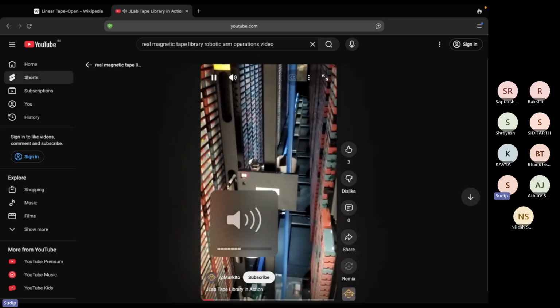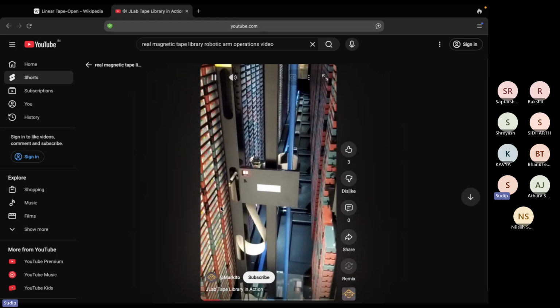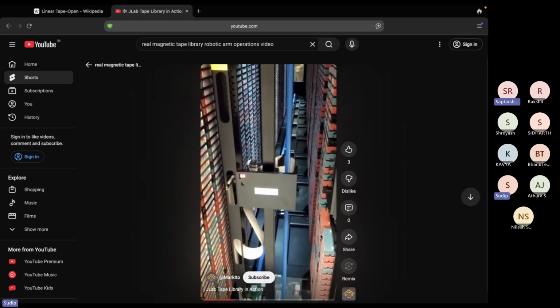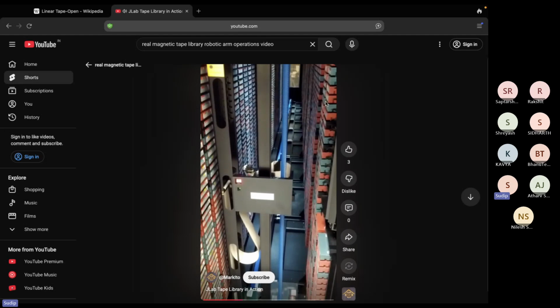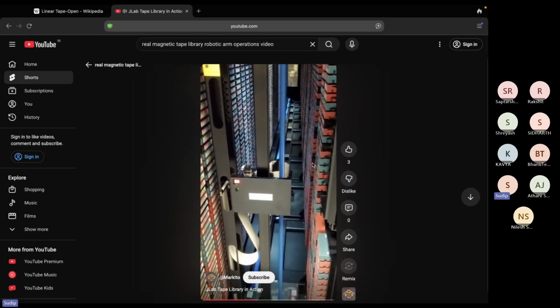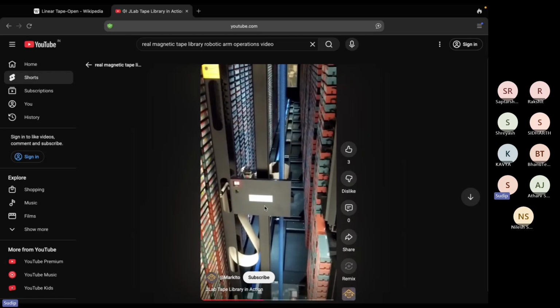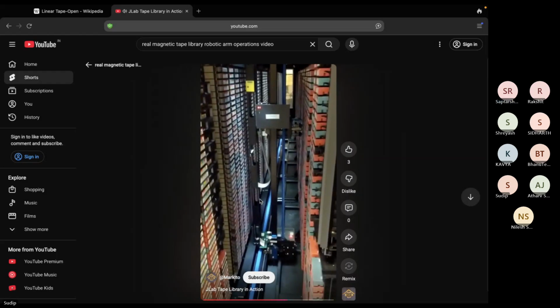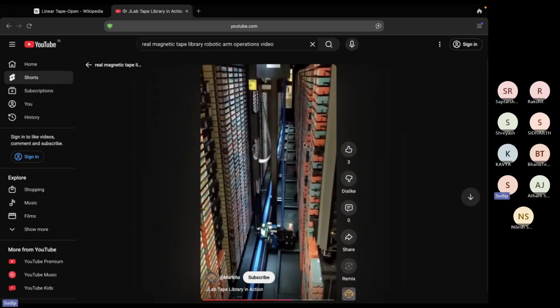See this. These are all tapes you can see on the left hand side stacked up. The ones on the right hand side are the green and red ones. And the one in the middle, that's the robotic arm. See, it moves. So it will go scan the barcode.